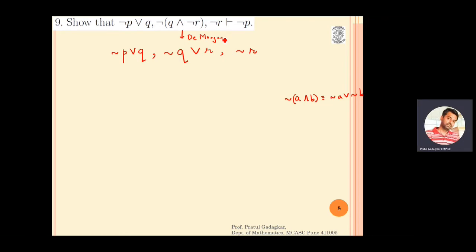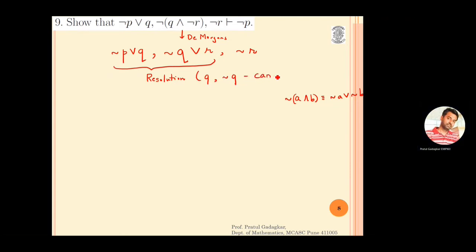Now if you look at these two together, negation (P or Q) and negation Q or R, you can see that Q is here and negation Q is here. So in some sense they will cancel, and that rule is called resolution. By resolution, the Q and the negation Q cancel each other. So what am I left with? I'm left with only negation P or R. Still, in some sense they go away and I have negation P or R.